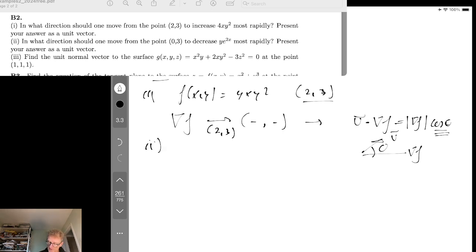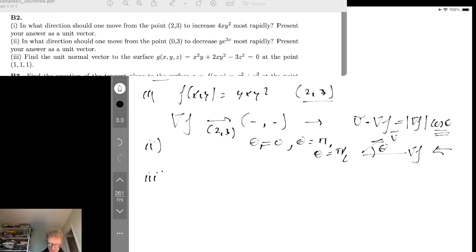So this angle is theta, so you have to see whether theta is 0, theta is pi, or theta is pi over 2, and then draw these figures for each case. Here the increase is most rapid. What's the direction of u given the direction of grad f?